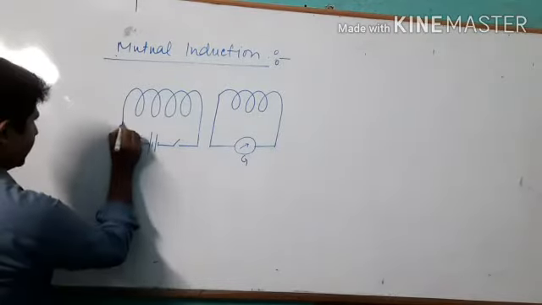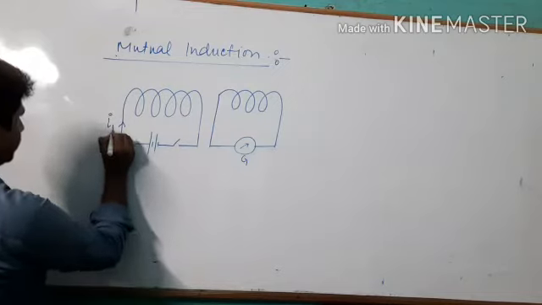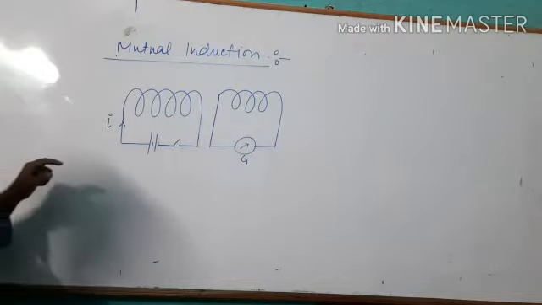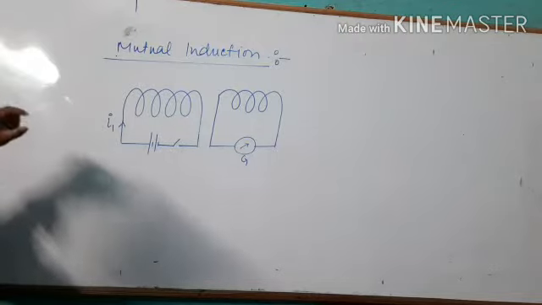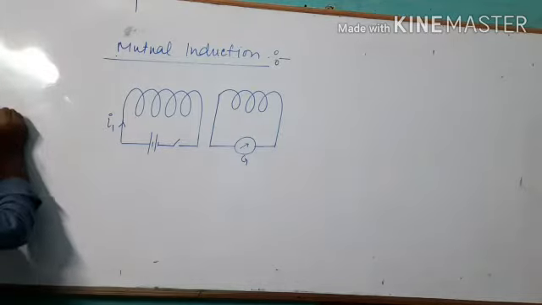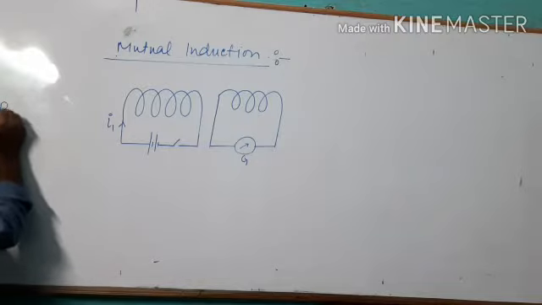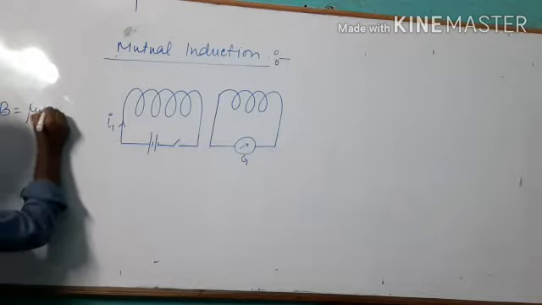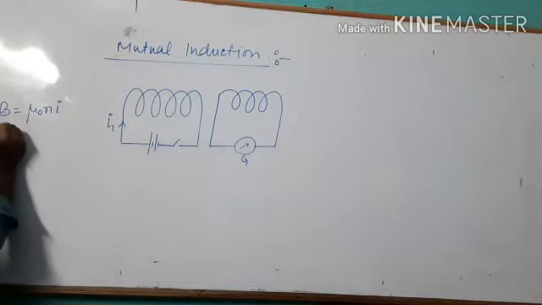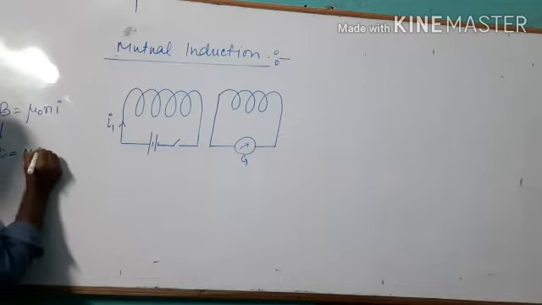Now a current I1 is passing through the primary coil. Now we know that if a current is passing through a coil, then it produces a magnetic field. So what is the value of this magnetic field due to the current I? So B equal to mu 0 n I. So what is the flux linked with this coil? So flux linked with this coil phi equal to NBA.